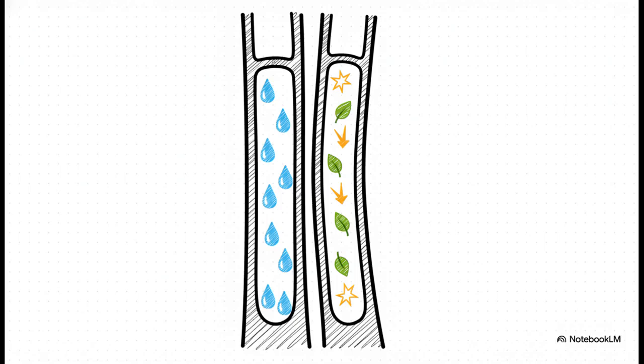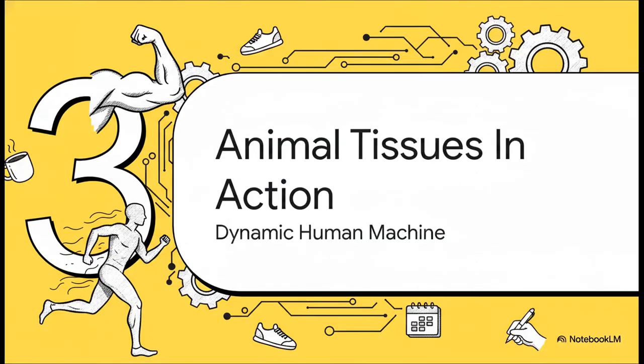Then, on the flip side, we have phloem, which transports the food prepared up in the leaves down to the other parts of the plant. And unlike xylem, phloem is mostly made up of living cells, like these specialized sieve tubes that are constantly monitored by companion cells. Okay, so we've seen the brilliant but very rigid engineering of the stationary plant.